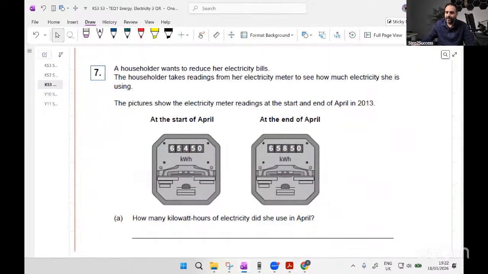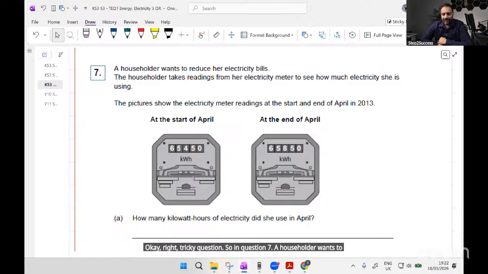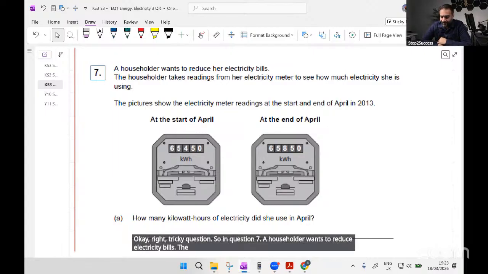Okay. Right, tricky question this. So in question 7, a householder wants to reduce her electricity bills. The householder takes readings from her electricity meter to see how much electricity she is using. The pictures show the electricity meter readings at the start and end of April in 2013.